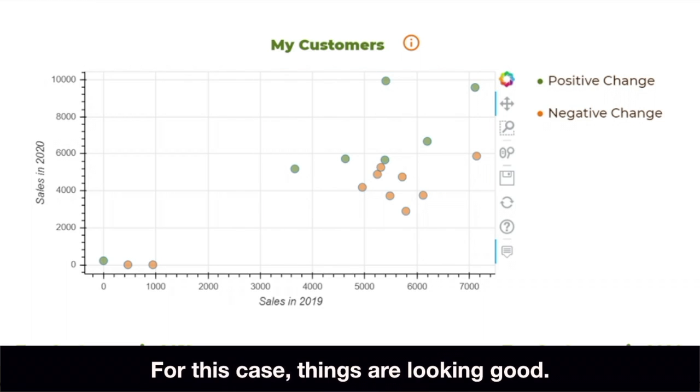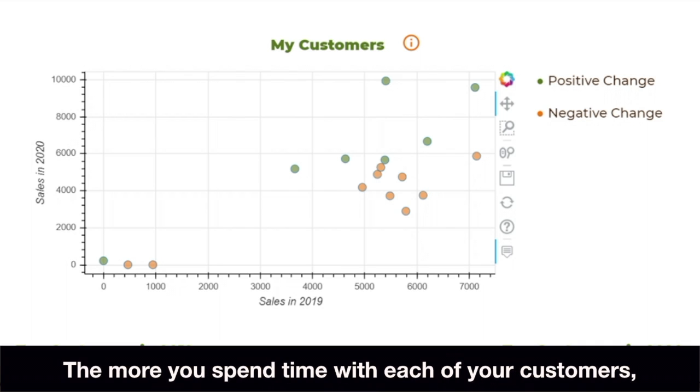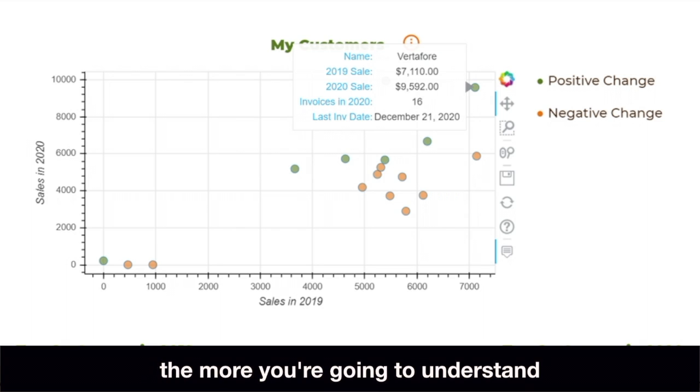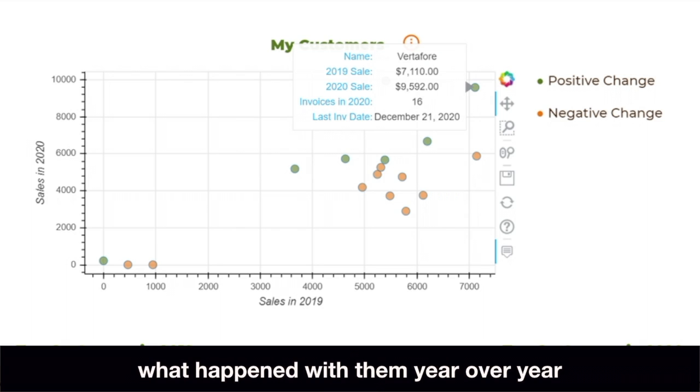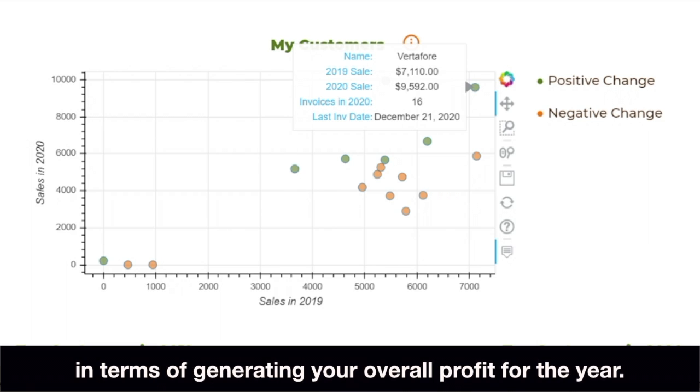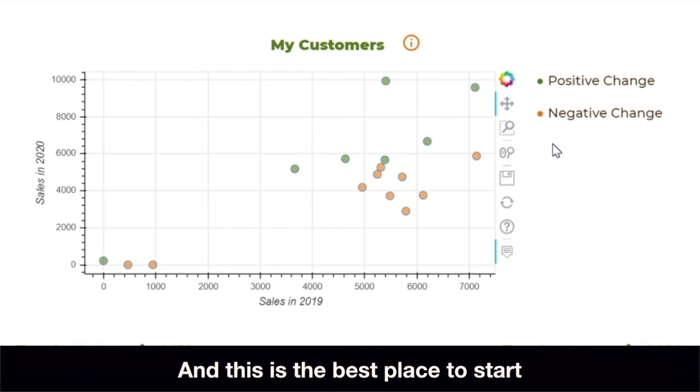For this case, things are looking good. The more you spend time with each of your customers, the more you're going to understand what happened with them year over year and how your customers relate to each other in terms of generating your overall profit for the year. And this is the best place to start with the Customer Insight tool. Enjoy.